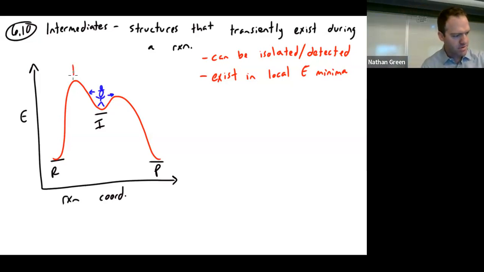And remember that what I'm doing is hopping over those transition states along the way. That's the intermediate.